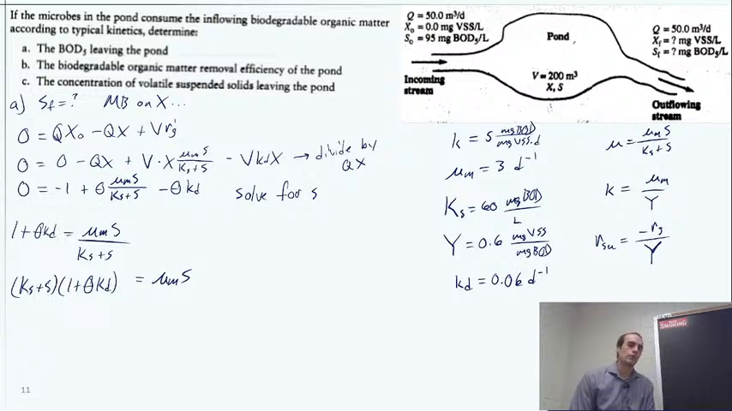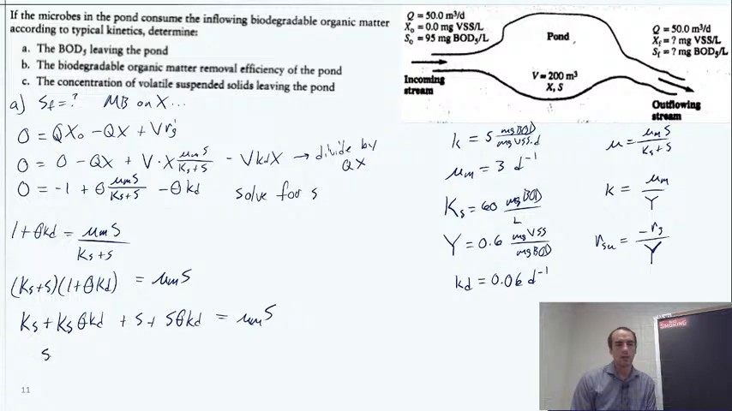Okay, so I basically just need to expand this out on the left. So we'll go ahead and say Ks plus Ks theta kd plus S theta kd. All that's equal to mu max S. All right, so then I'm going to subtract mu max S from both sides and subtract this Ks plus Ks stuff from both sides, getting all the S terms by themselves here.